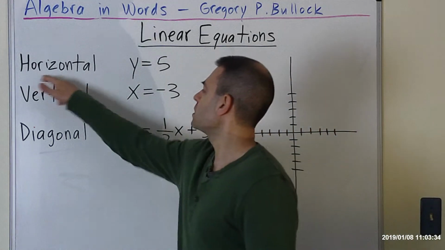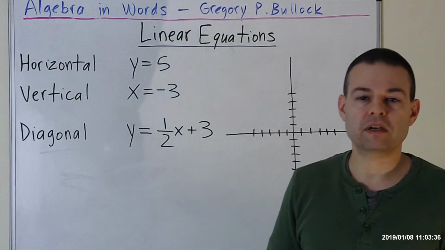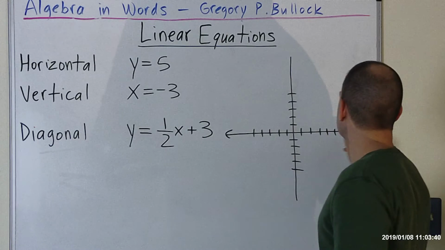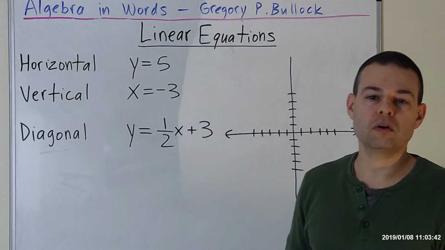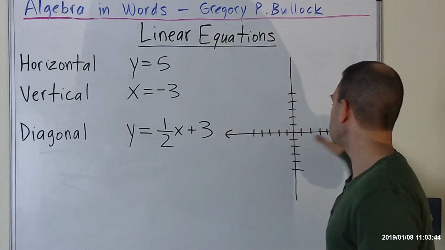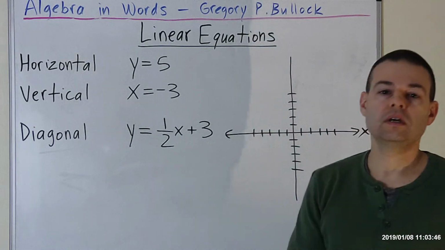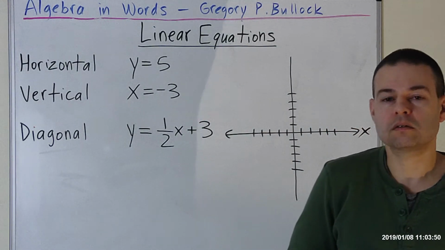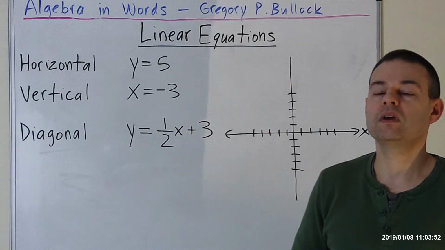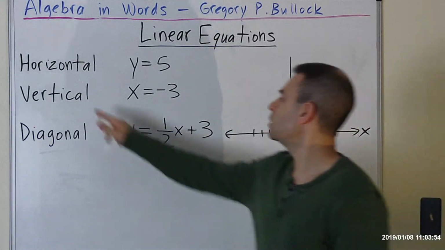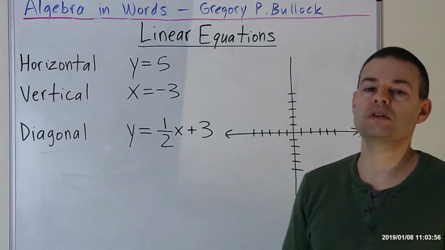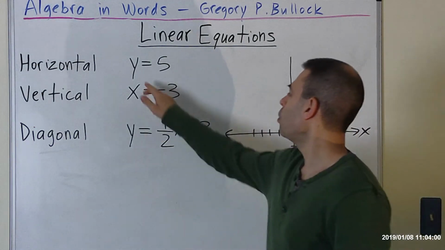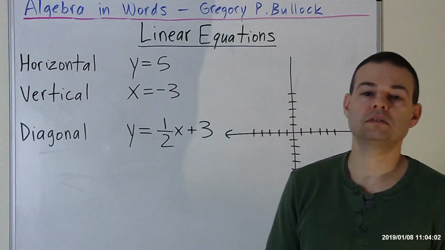When we think of a horizontal line, we think of x. Why do we think of x? Because the horizontal axis, the x-axis, is a horizontal line, and we attribute that with x. However, horizontal lines are defined by a very simple equation: y equals a number.